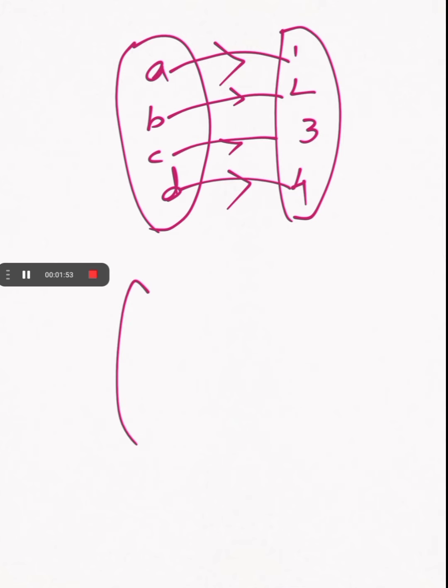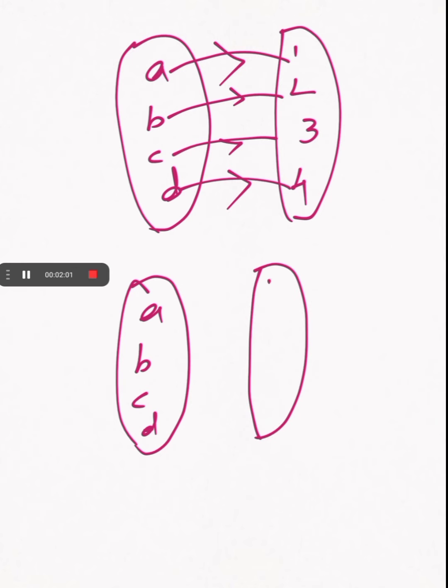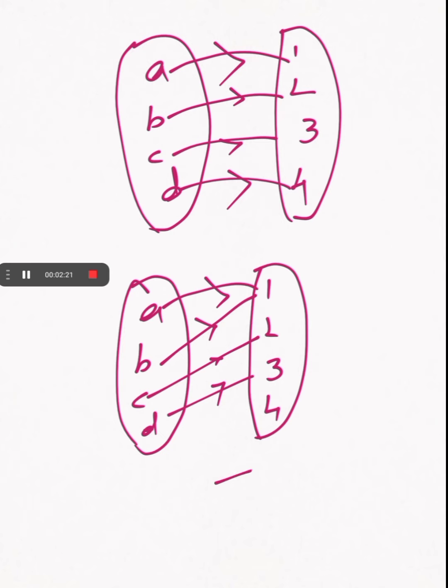I will draw another function. It is A, B, C, D, and here 1, 2, 3, 4. I will draw another one. Whether this is a function or not, yeah, we know that this is a function because every input has one output, right? But it is not a one-to-one function.